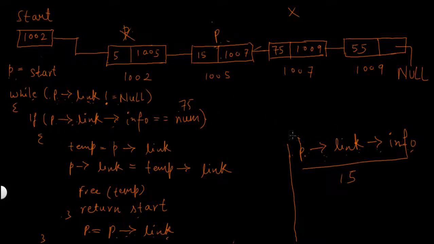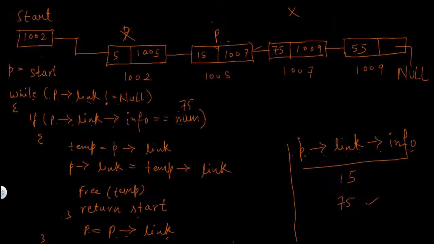Now p arrow operator link means link part of this node, which is the address of the next node. And what is the info part of that node? The info part of that node is 75. So now this if condition is true. This whole thing is 75 and this is equal to the number entered by the user. This if statement has served my purpose.